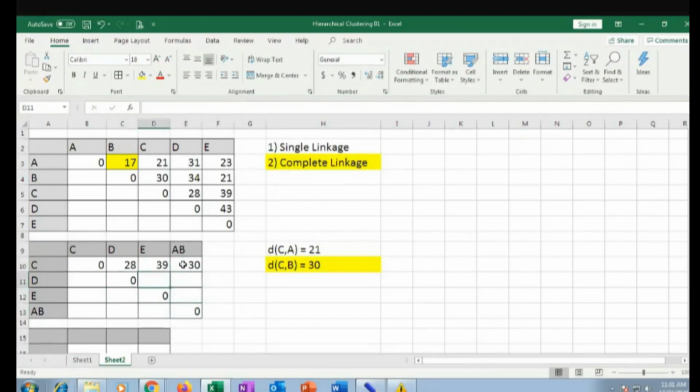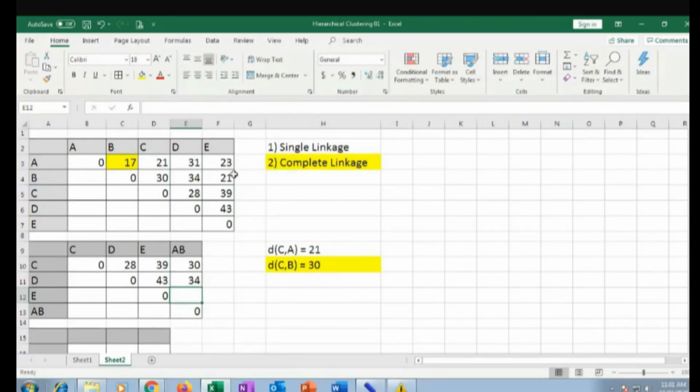Okay, now D to E. D to E is how much? 43. So I'll put 43 over here. D to AB, again the same thing. D to A is 31. D to B is 34. Which one will you choose? You will choose 34 instead of 31. In the last example, we put 31 because we were solving it with the minimum linkage.